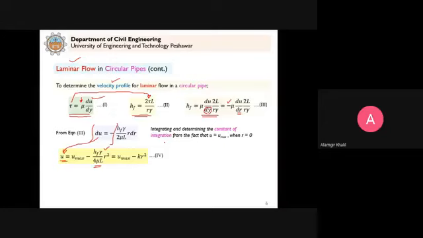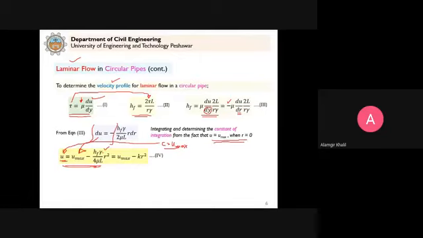To determine the constant of integration c, we apply these boundary conditions: when r is equal to 0 at the center of the pipe, u is equal to u maximum. We have the maximum velocity. So when you apply these boundary conditions, u becomes u maximum and r is 0. So this c, the constant of integration, comes out to be u maximum. This c we put here, and this is how we get this equation.